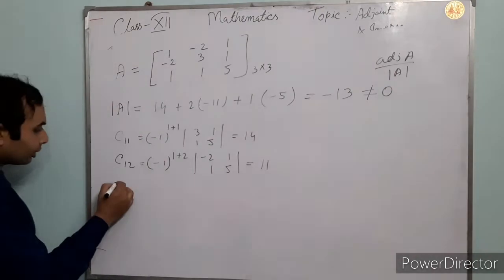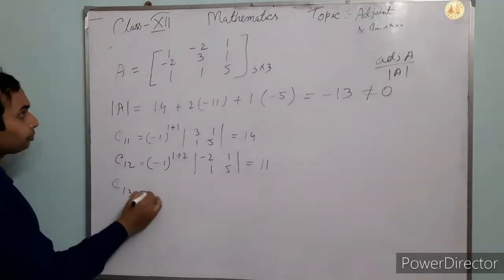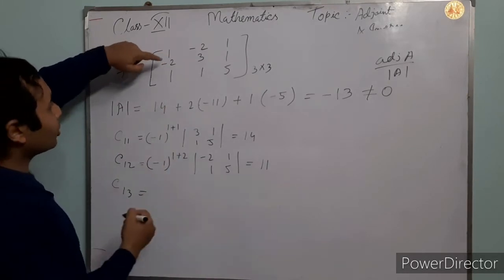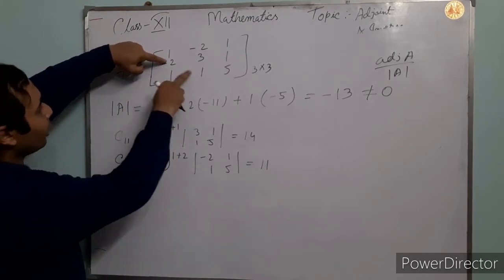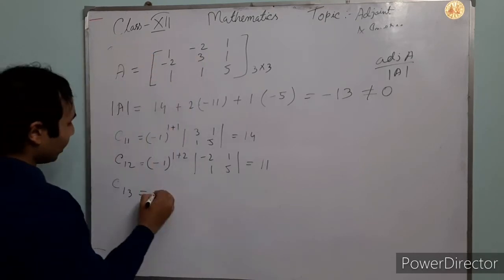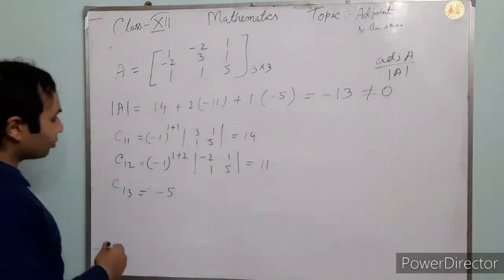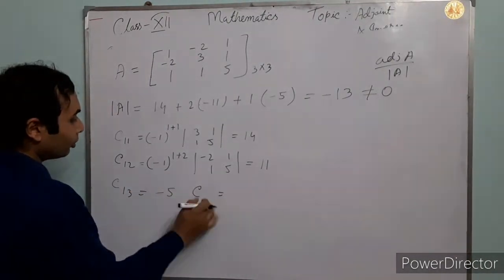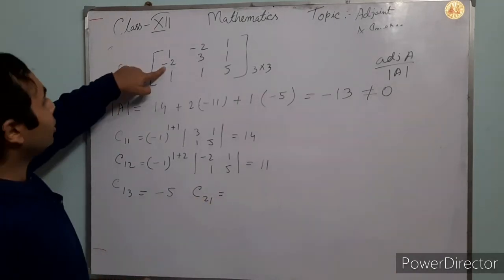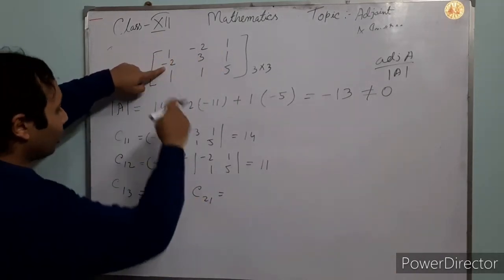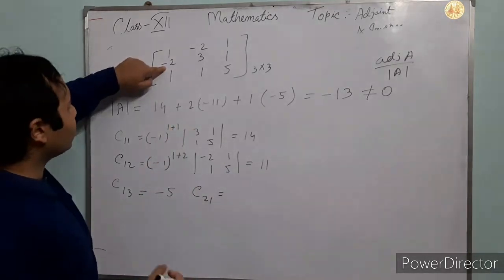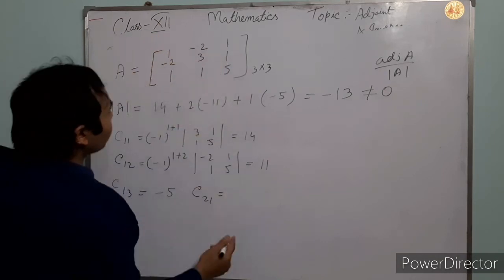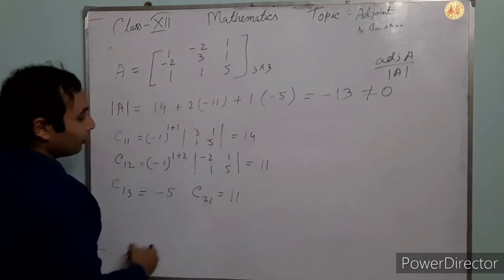Now let us write directly C13. 1 plus 3 means 4, so obviously positive. It is minus 2 and then minus 3, so minus 5. So plus into minus, it is minus 5. Now C21, it is 2 1. This one will be covered up. 2 plus 1 is 3, so it will be minus. Now minus 10 minus 1, minus 11, so it is positive 11.